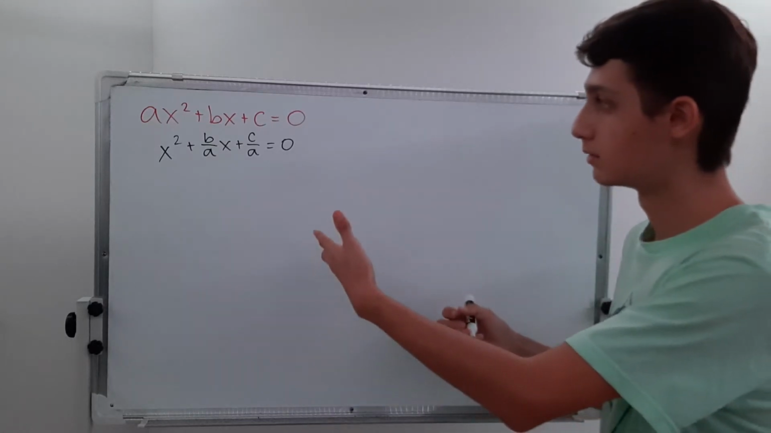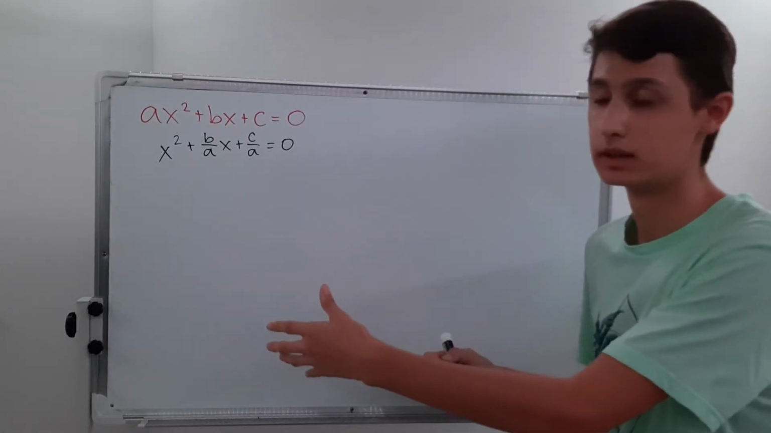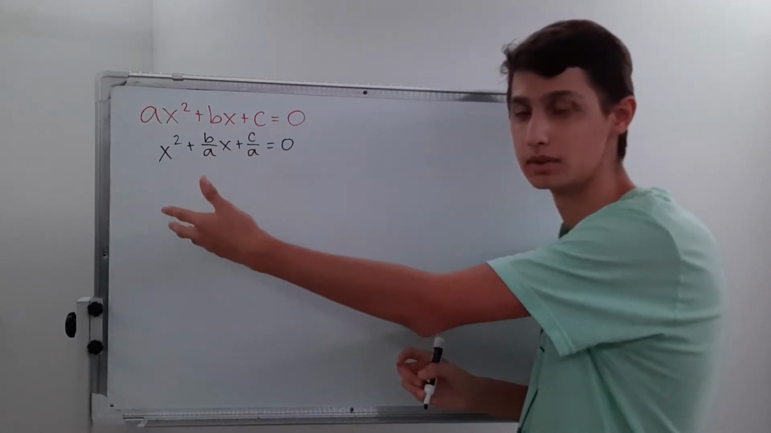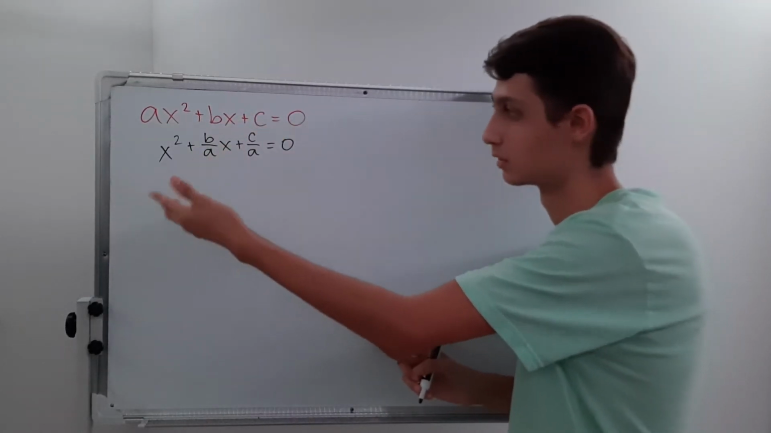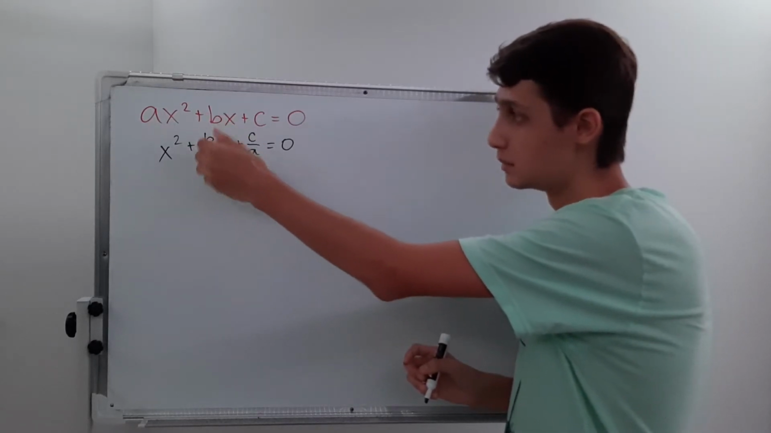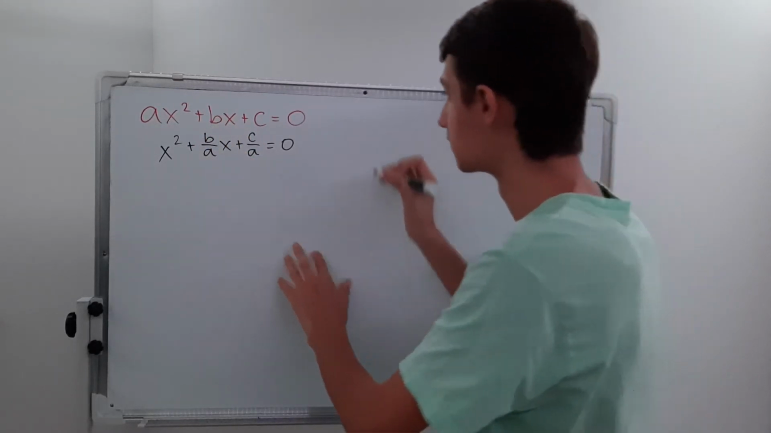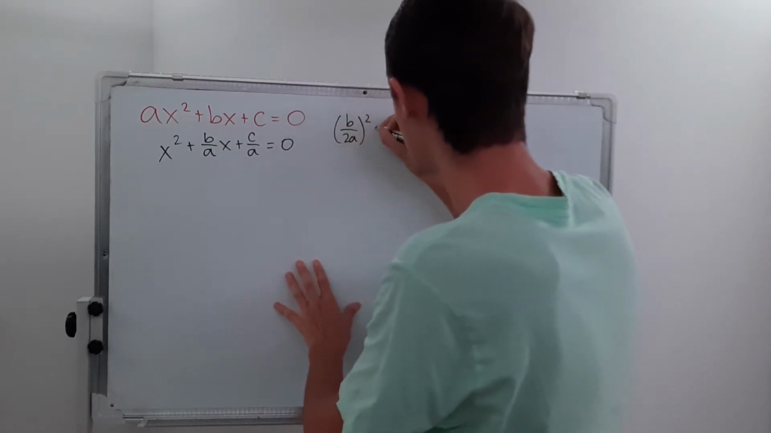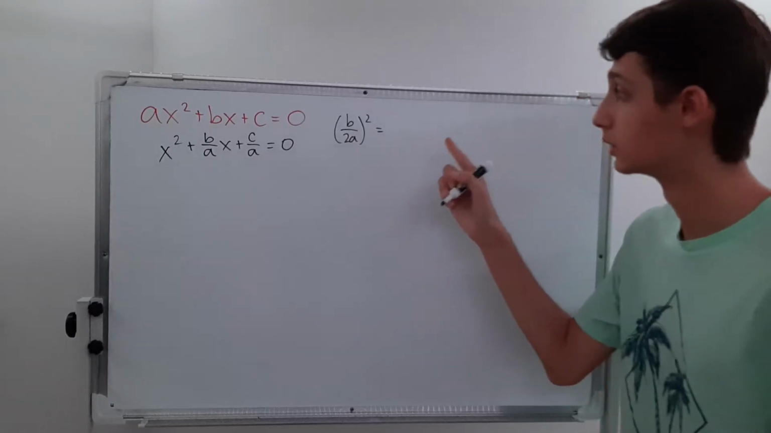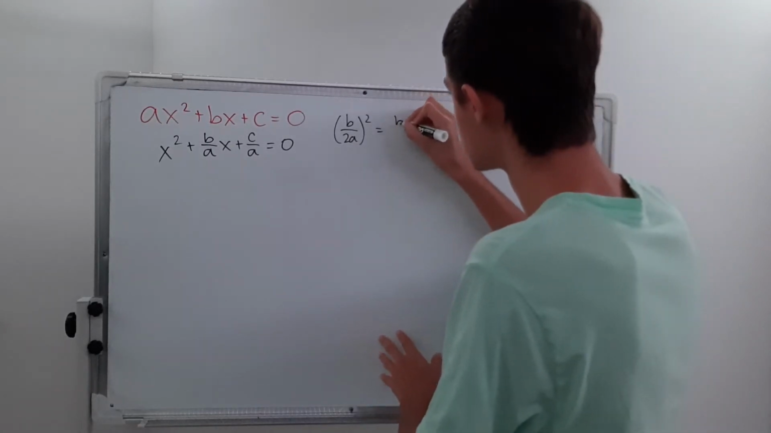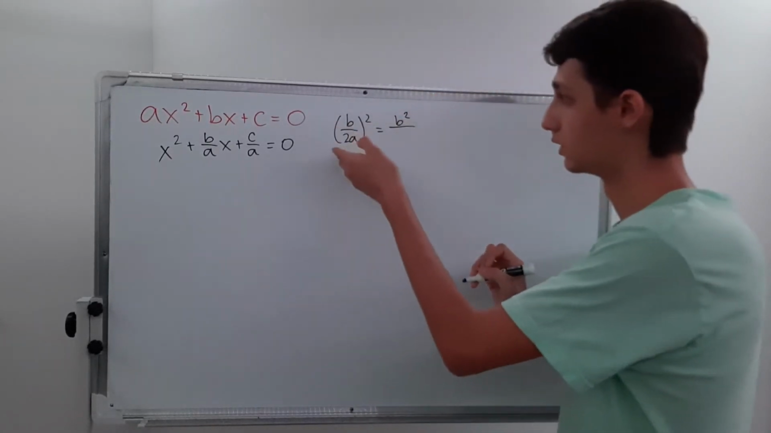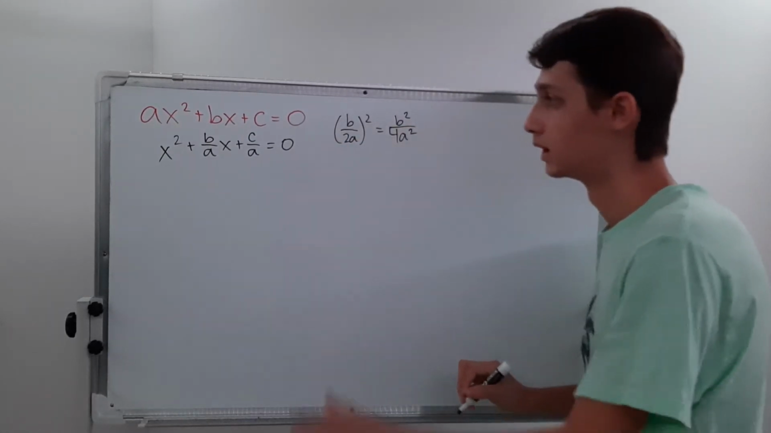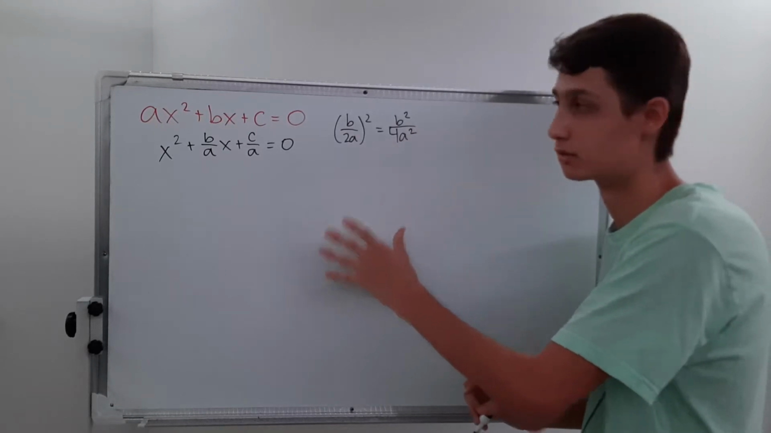So the way we find the number we're going to use is we take this number, b over a, divide by 2, and then square it. We have to square it. So this is going to be b over 2a squared. And we'll have to know what this is equal to. This is equal to b squared over, if you square the bottom, 4a squared. Leave that as a side note for now.